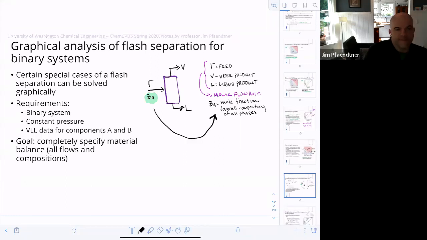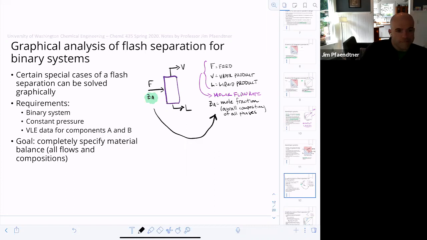So we haven't said anything about the phase of F coming in. It could be supercooled. It could be an equilibrium bubble point mixture. It could be two phase. Could be a dew point mixture, or could be superheated. So there's a bunch of different scenarios that F could be in. And our initial analysis is really just going to require the overall mole fraction.